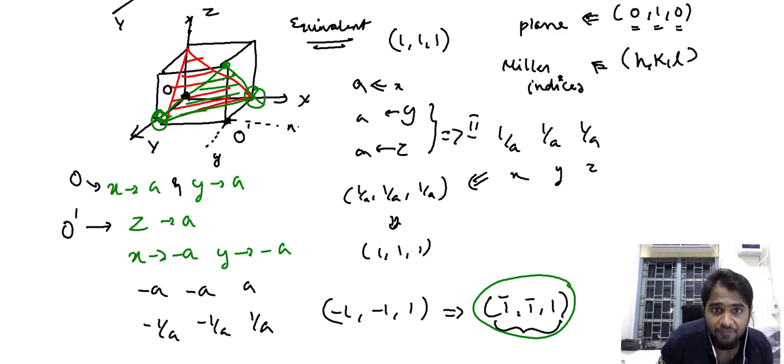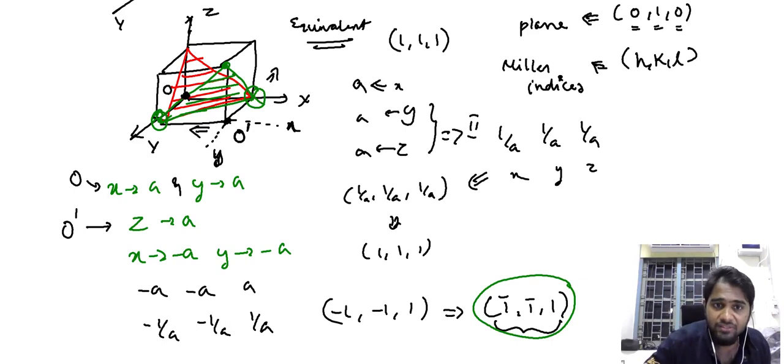Meaning, if I consider the new frame of reference, that is the position at O prime, if I consider that my positive side of the y is along this direction and the positive side of x is along this direction, if I do that, then the green plane will be represented by 1, 1, 1, similar to that of the red plane.